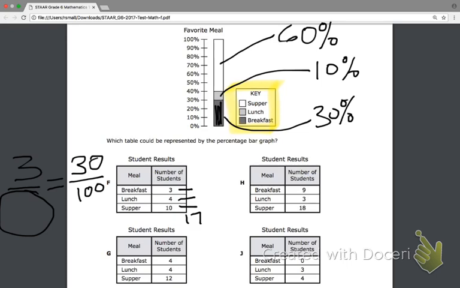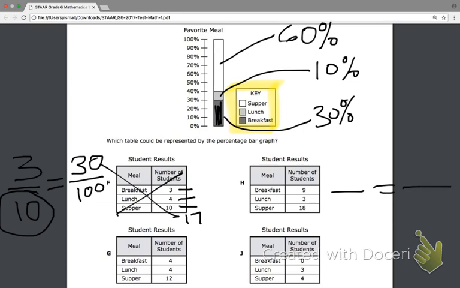So I'm going to cross multiply 3 and 100 to get 300. And I'm going to divide 300 by 30. And that's going to get me 10. 10 does not match 17. So I know F is not my answer. So let's look at H.